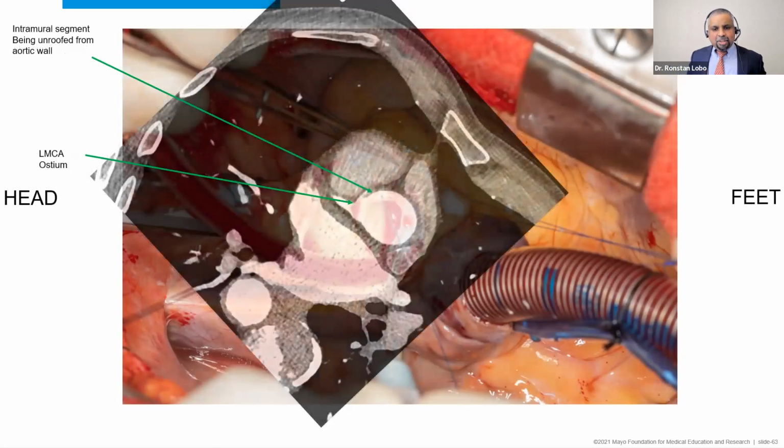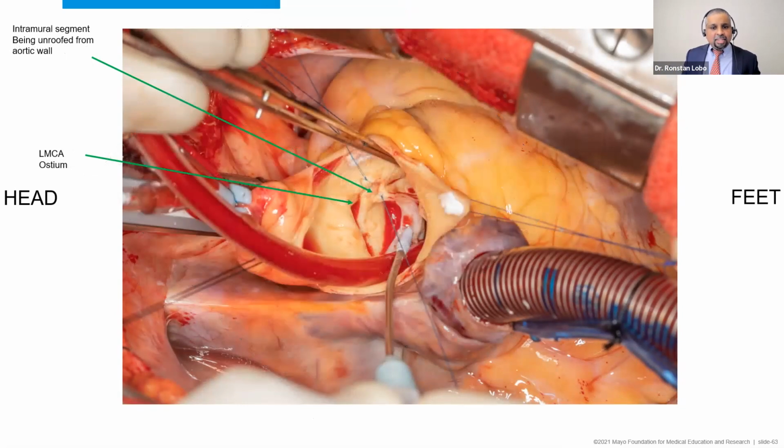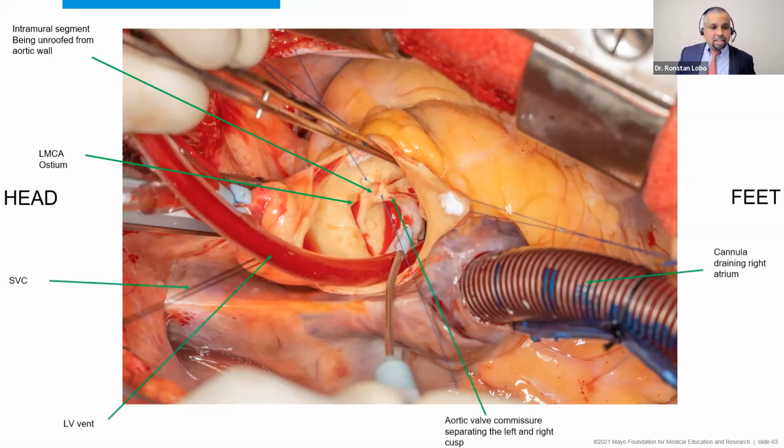Superimposing this on the CT image here now. And now I'm going to remove the CT. You can see here that this is the aortotomy that has been performed. They're beginning to unroof the intramural segment on this picture. And here's the label of the other structures that are associated. The head is on the left, the feet is on the right.